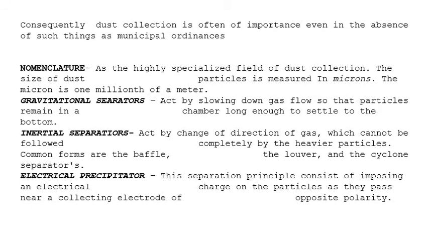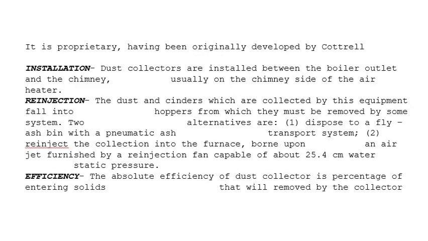Electrical precipitator. This separation principle consists of imposing an electrical charge on the particles as they pass near a collecting electrode of opposite polarity. It is proprietary, having been originally developed by Cottrell. Dust collectors are installed between the boiler outlet and the chimney, usually on the chimney side of the air heater.